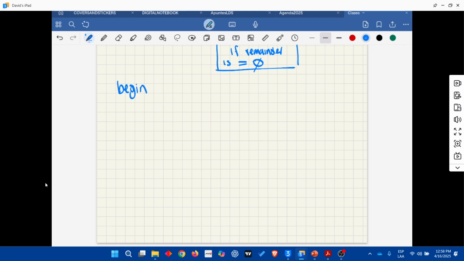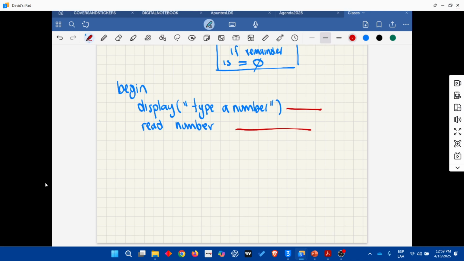Begin. So display, "Type a number." Read number. Or obviously you can use input. So here we are showing a message, and here we are asking the user to use the keyboard to type any number. Now what is next?